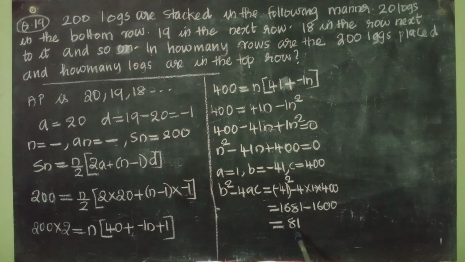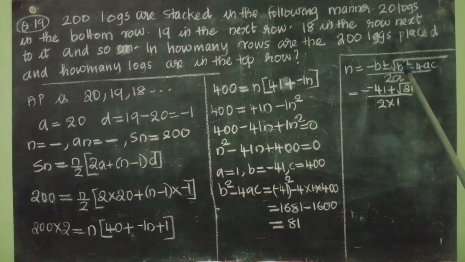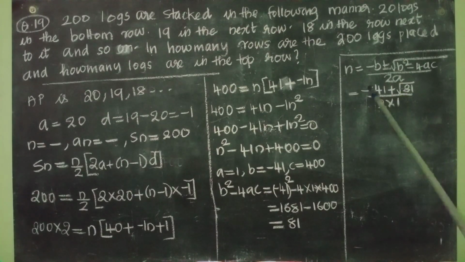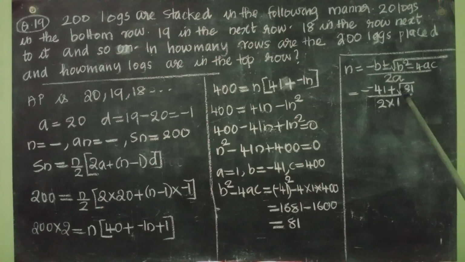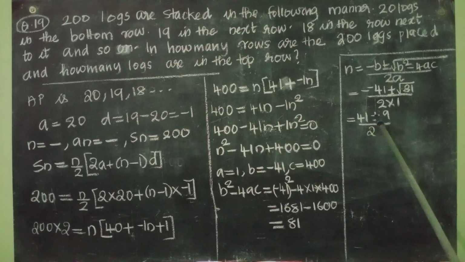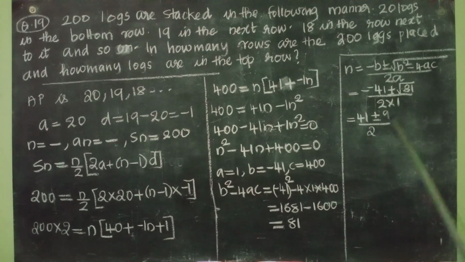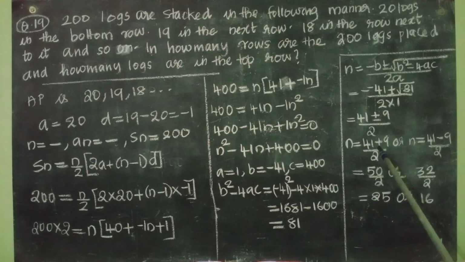Now we can find out N. N equal to minus B plus or minus root of B square minus 4AC whole divided by 2A. That is equal to minus minus 41 plus or minus root of 81 whole divided by 2 into 1. That is equal to 41 plus or minus 9 divided by 2. Root of 81 is 9. Now we can split it into 2. n equal to 41 plus 9 by 2 or n equal to 41 minus 9 by 2. That is n equal to 50 by 2 or n equal to 32 by 2. So we got n equal to 25 or 16.